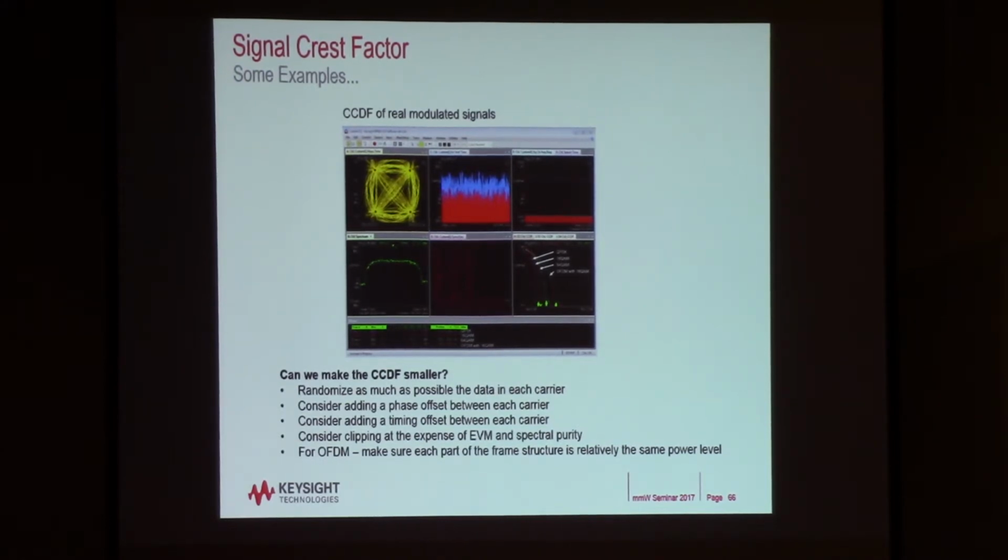So what can we do to make the CCDF smaller? If we have the possibility to randomize the data in each subcarrier or the different component carriers, that can have the effect of reducing the overall crest factor. If we can add a phase offset or timing offset between carriers, if we have a multi-carrier system, that can help. And we can consider clipping the signal, but that comes at the expense of degrading the EVM, and also can add unwanted spectral issues.